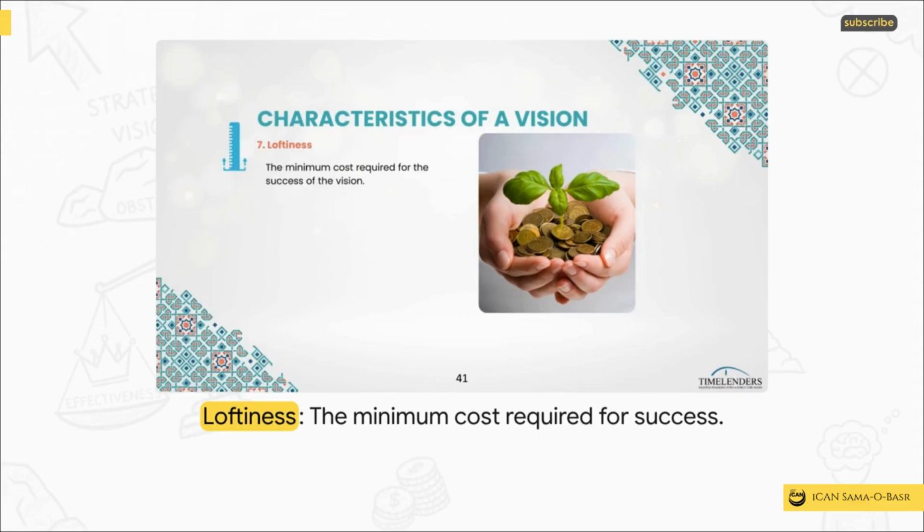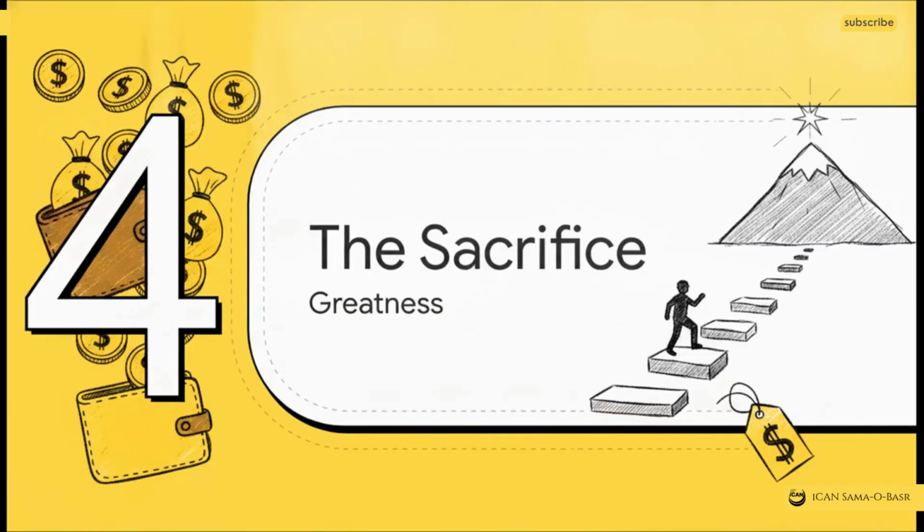Think about it. Fighting a localized issue, say malaria, has a certain level of loftiness. But a vision focused on completely ending oppression in an entire region? That demands an exponentially higher loftiness level. It is going to demand absolutely everything you have. Section 4. The sacrifice, or greatness.